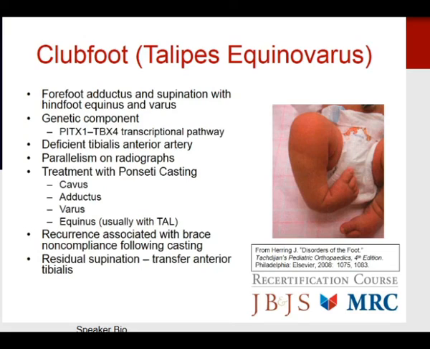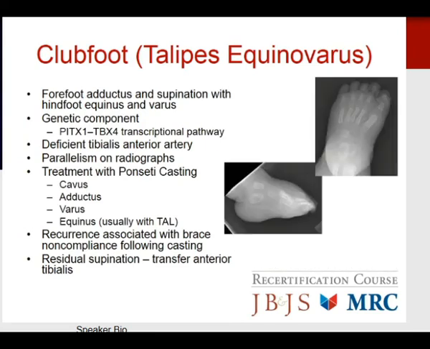Clubfoot is a congenital deformity characterized by forefoot adduction, supination, and hindfoot equinus and varus. There is a genetic component certainly to this, and one recent culprit has been identified, which is the PITX1-TBX4 transcriptional pathway. Additionally, these patients will have a deficient tibialis anterior artery, which makes preserving the posterior blood supply, especially if you're doing a posterior medial release, very important. Frequently, you see parallelism on the x-rays, which is a parallel appearance of the talus and calcaneus.